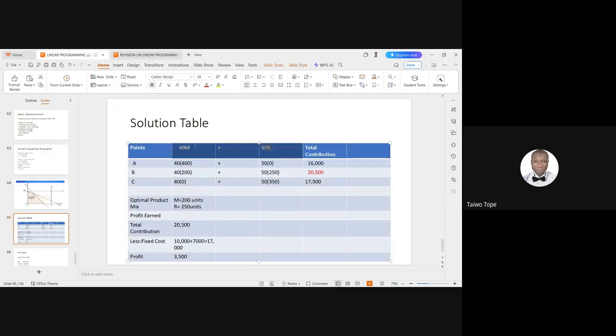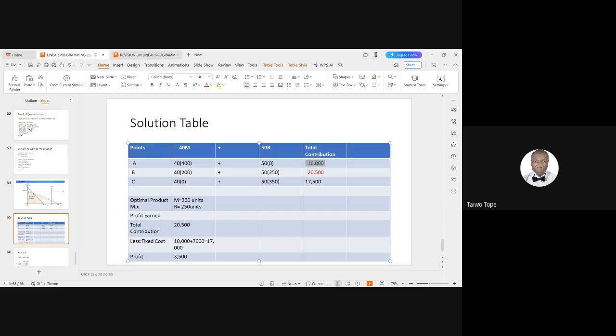We have this contribution equation here. So when you have 400 units, your contribution will be what? 40 multiplied by 400 units. At this point, R is 0 units. So your contribution at point A will be 40 multiplied by 400. You have a total contribution of 16,000.